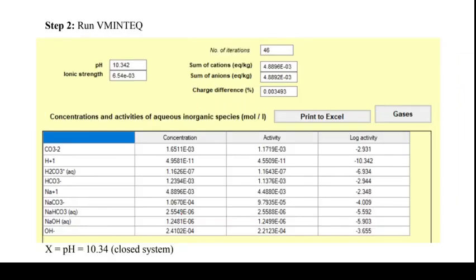We'll move forward. So we will click on run after putting all these things. Then we will get this solution. And the pH that we got is 10.34. So this is the pH for the closed system. Please match if this is coming in your Visual MINTEQ. Ionic strength is also given. Okay, there is some change between concentration and activity because ionic strength is kind of high.